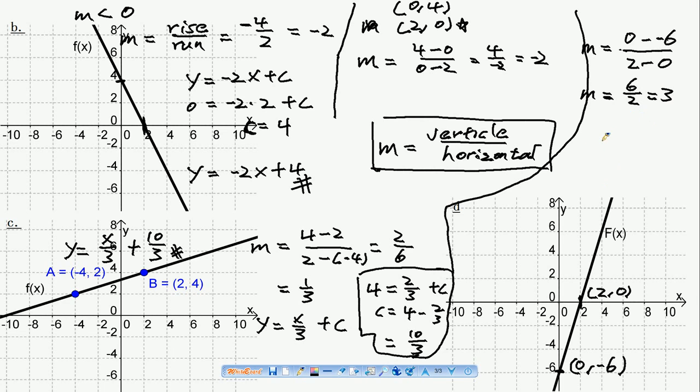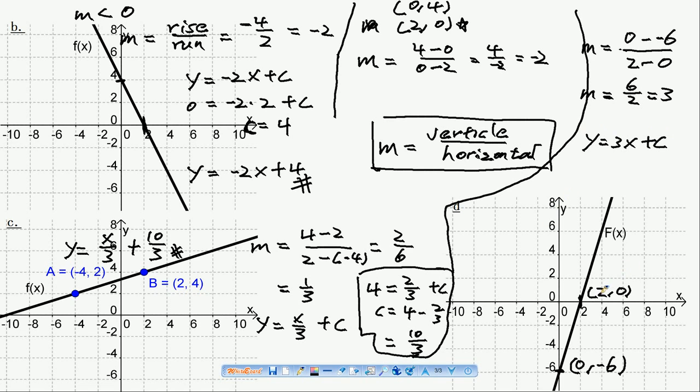And our graph will be y equals 3x plus c. And we substitute any point, say 0, minus 6. So when x is 0, y is minus 6. So minus 6 equals 3 times 0 plus c, and c is minus 6. And our graph will be y equals 3x minus 6.